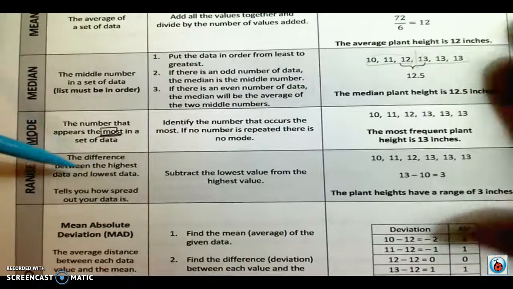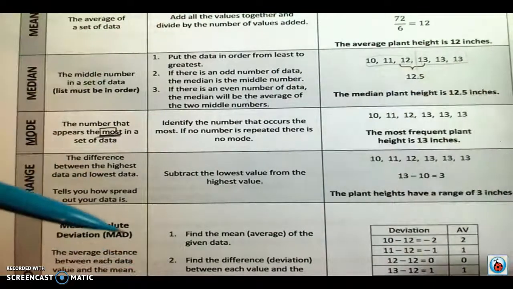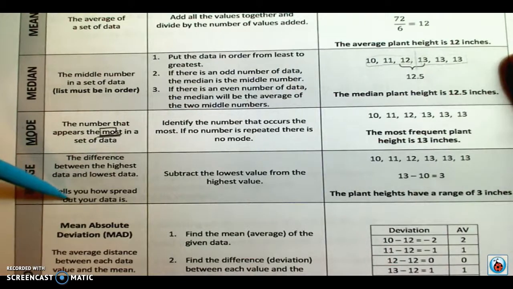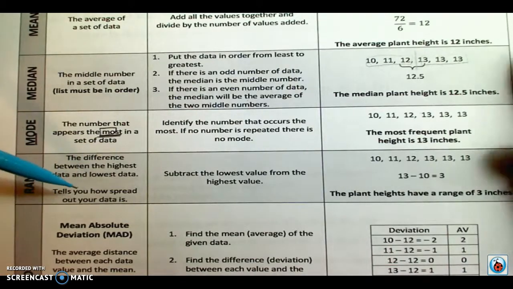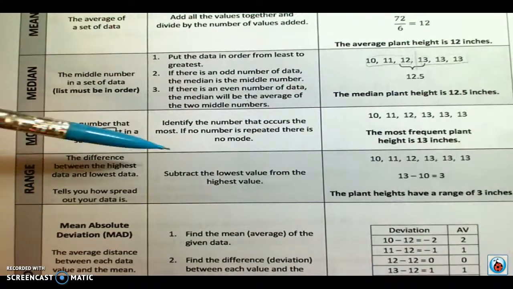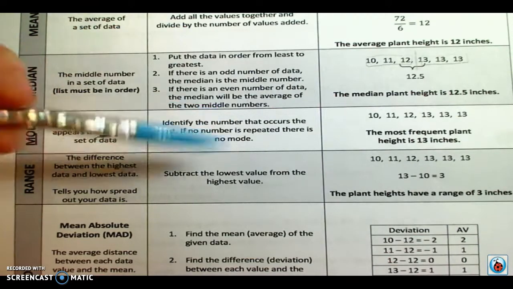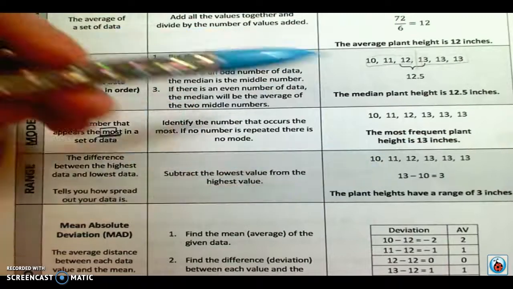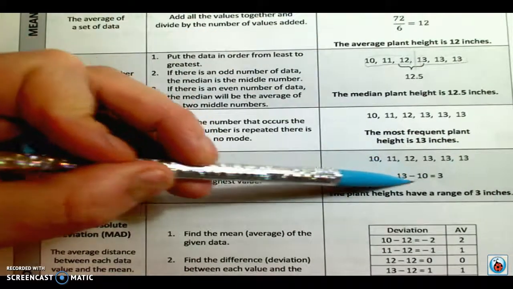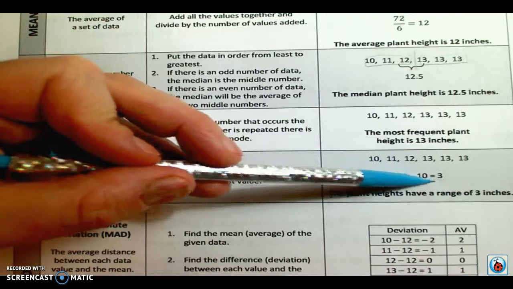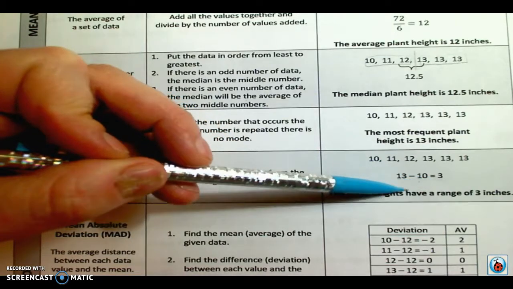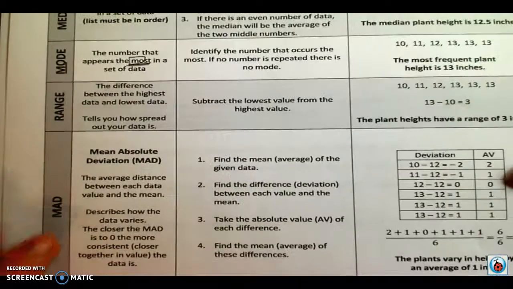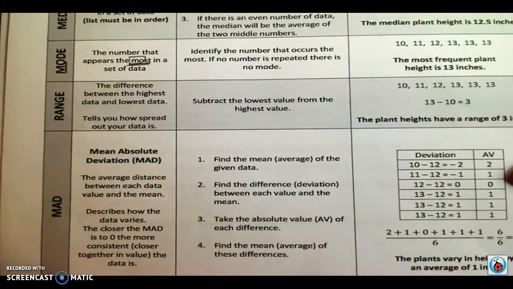Your range is talking about how spread out your data is. Knowing how far your data is spread out is important to consider when we're considering how valuable our data is. So that means you need to know your highest value and your lowest value, and you subtract them. So the plants vary in height by 3 inches. The smallest is 10, the largest is 13. So they have a range of 3 inches. We're going to get to MAD in the next video.